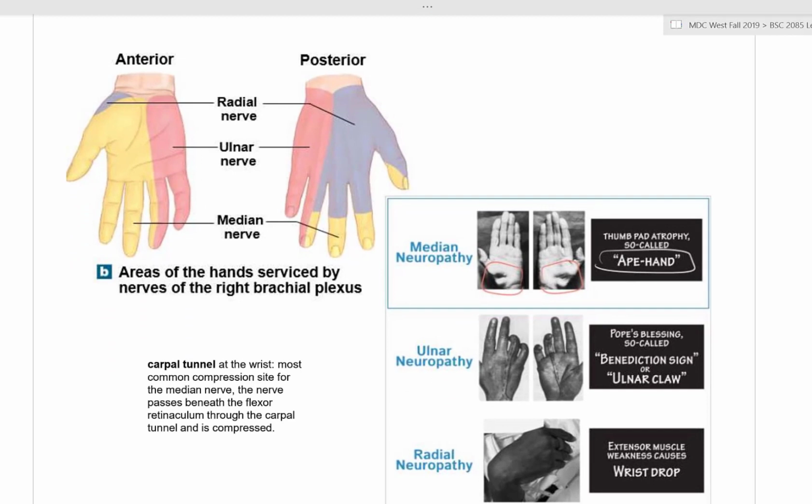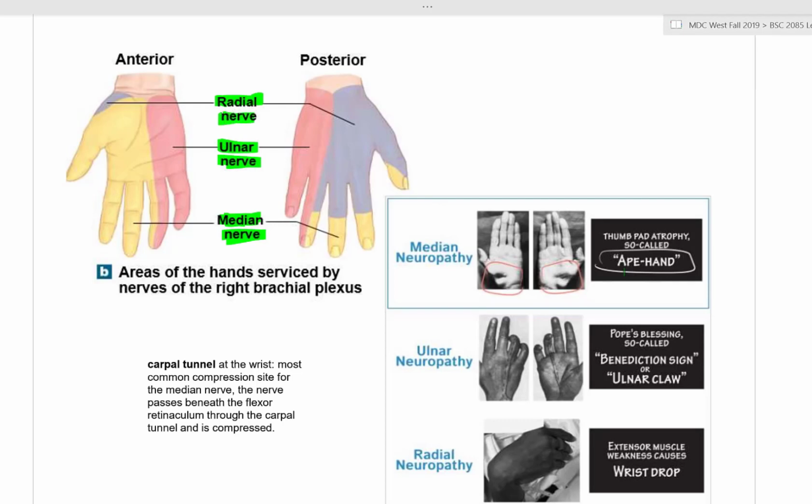Let's talk a little bit about this one. These are just parts of the hand. If you have the first, second, third digit, what's going to happen? Well, those are dictated by whom? By the median nerve, right? If you have damage of the number 5th and number 4, that's damage of what? Ulnar nerve. And if you have damage of the radial nerve, that's on the back of the hand, right?